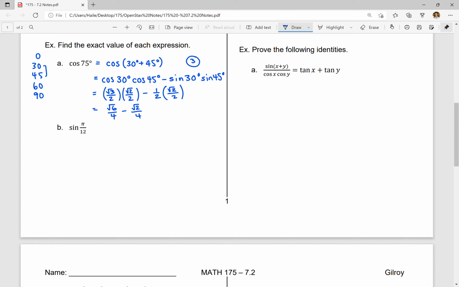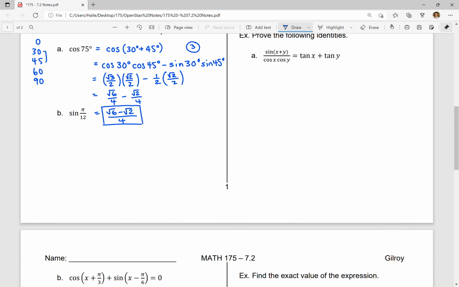So finally, I can add these two fractions together, and we already have a common denominator of 4. So all I have to do is add the two things on top and put it over 4. One thing to remember with square roots is that when you're adding square roots, you can only add square roots that have the same number underneath it. So 6 and 2 are different, so we can't add them together. The best we can do is just write it as a difference. Okay, so this is our final answer for the first example.